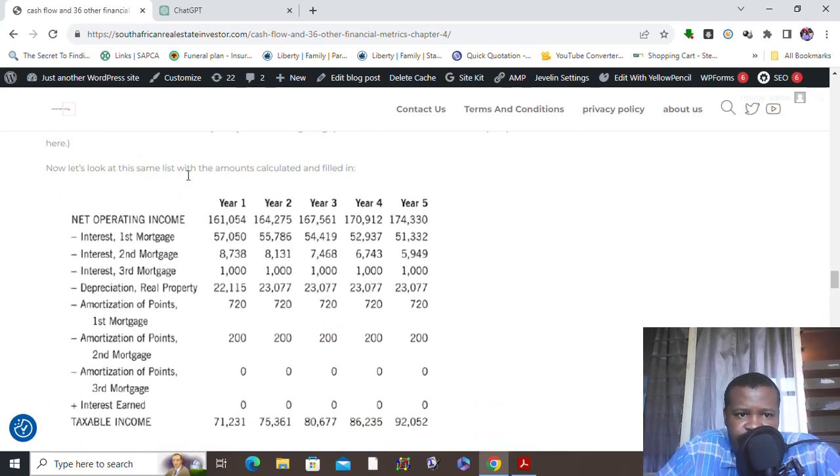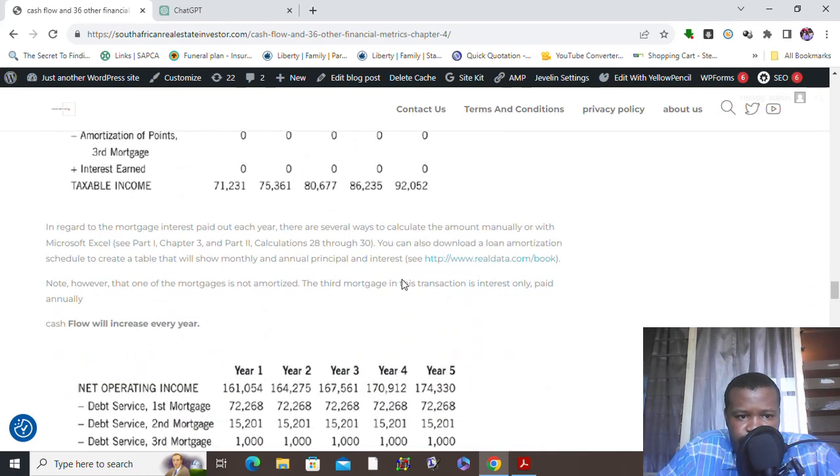Now let's look at the same list of the amounts calculated and filled in. You have the NOI, which was from the previous figure, for year 1, year 2, year 3, year 4, year 5, and you do all the calculations until you get to the taxable income for each specific year from year 1 to year 5.